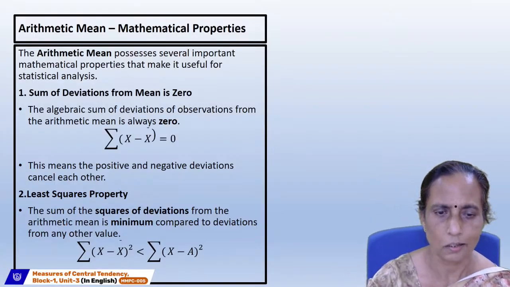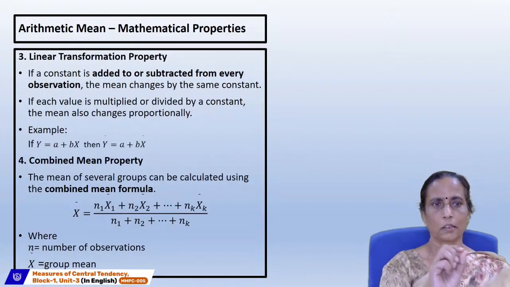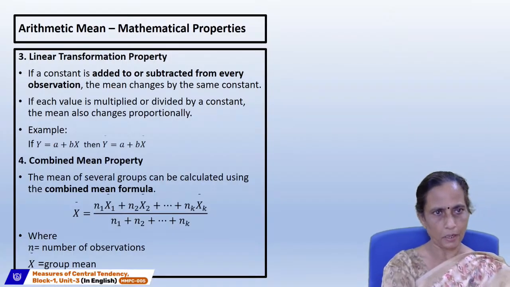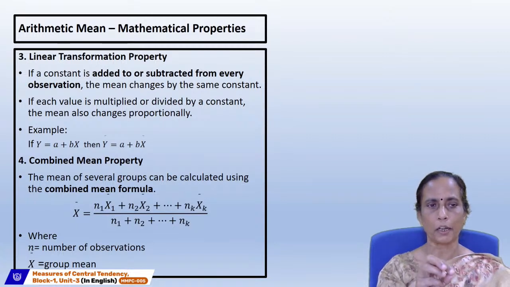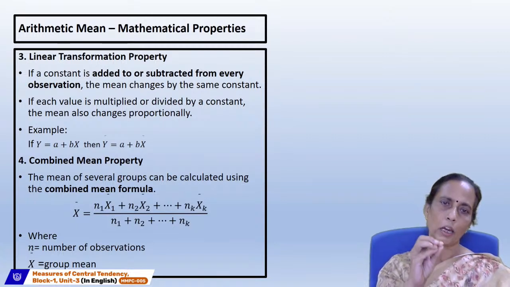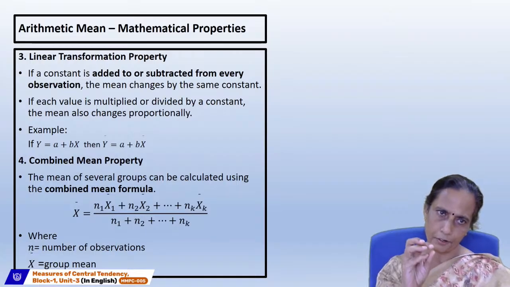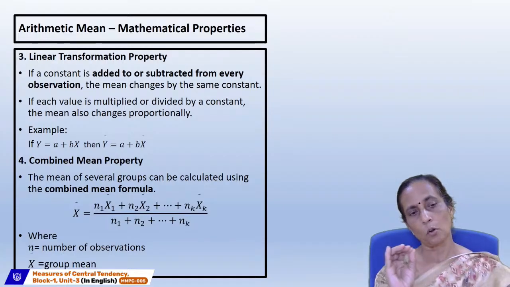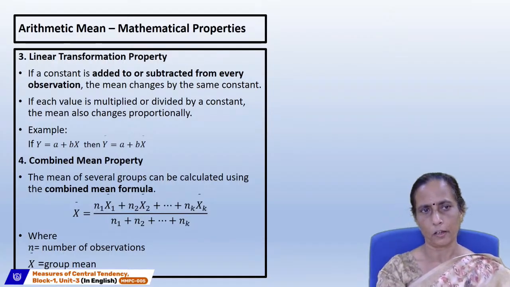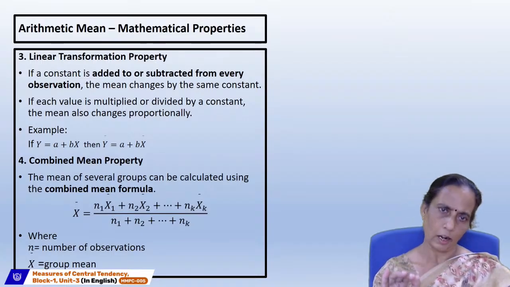So you can take that. The third one is linear transformation. If you add a constant or subtract a constant value from each and every observation of your series, the mean changes by the same constant. Whatever you add to the values, your mean will be added with that.